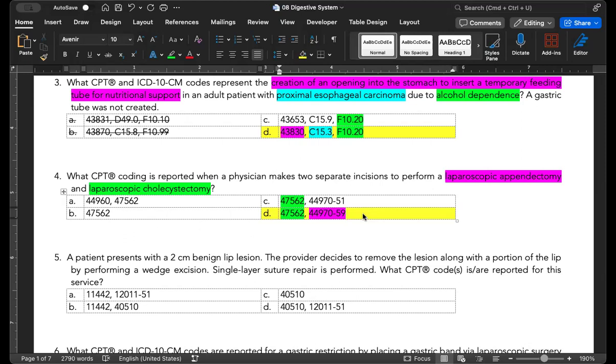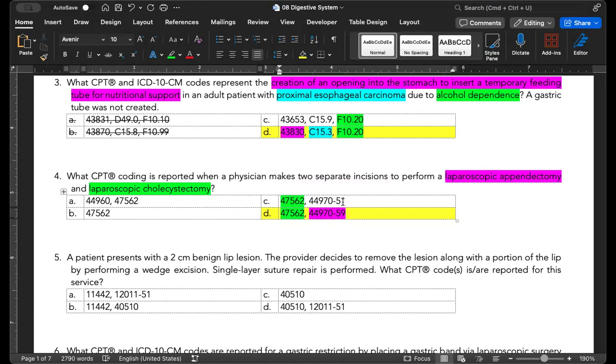51 would be if it was through the same incision. If it was done in the process of doing another procedure, that would be a 51. Since we're doing two separate incisions, that's what's telling us that we need to use the 59. Now, when I say we're in the same incisions, it would be a 51. Okay, this is where it gets a little tricky.